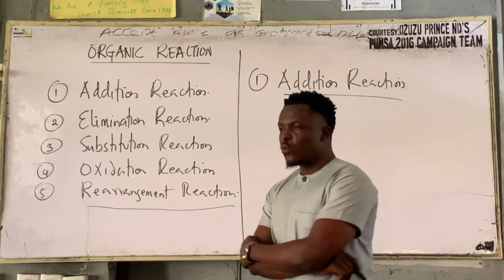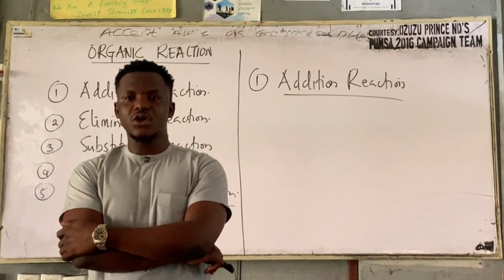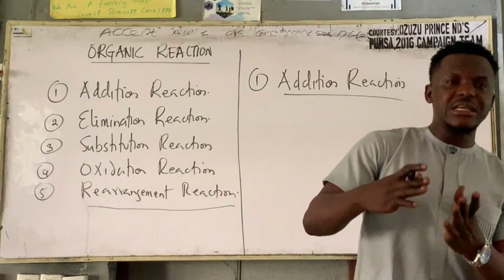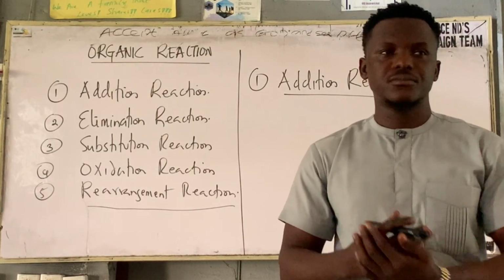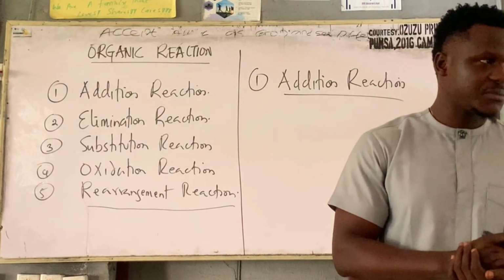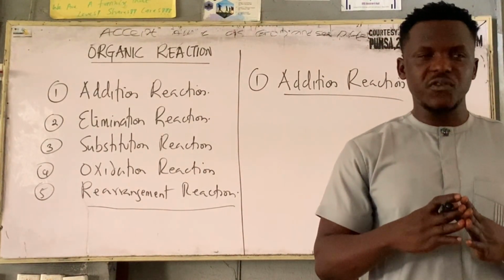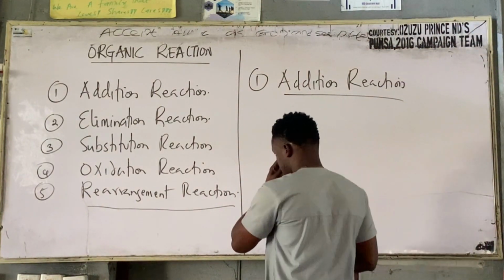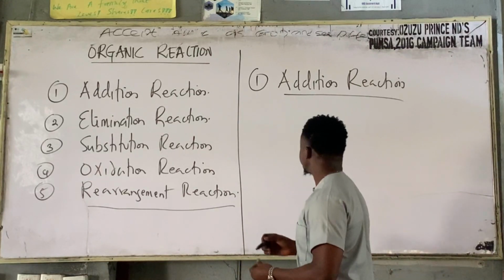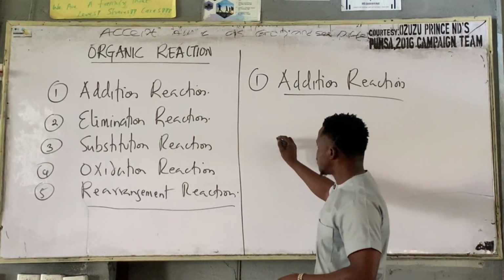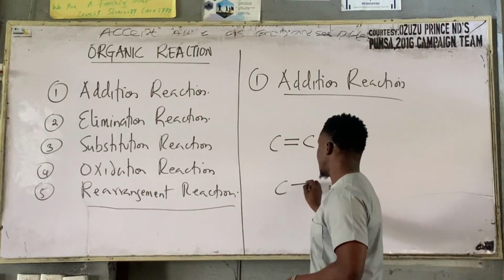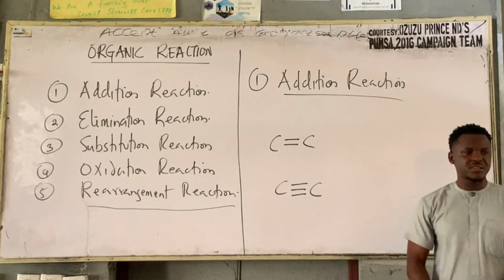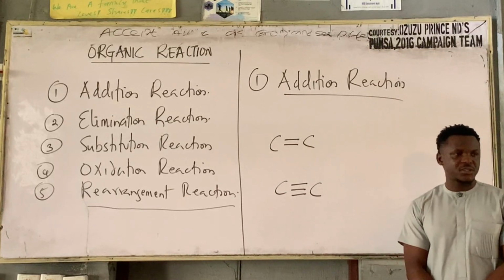Addition reaction always leads to reduction of unsaturation. That is what I mean. Addition reaction is always possible for either an alkene or alkyne, because this guy possesses multiple bonds.